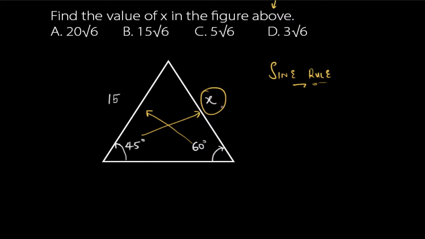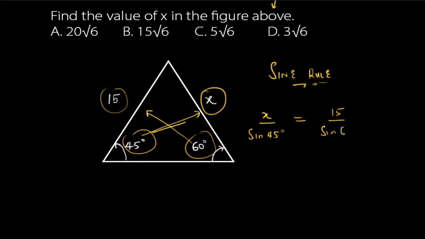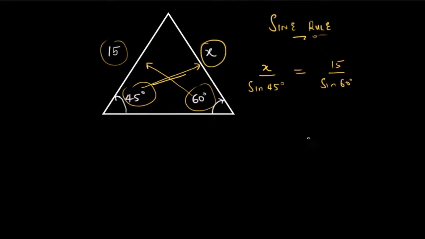Now how do I use the sine rule? Considering this matching pattern here, you have x divided by the sine of the angle, that is the sine of 45 degrees. Now this equals 15 divided by the sine of the angle that faces it, that's sine of 60 degrees. So let's write what we have. So x divided by, now the sine of 45 is the square root of 2 divided by 2, so let's put that in brackets.